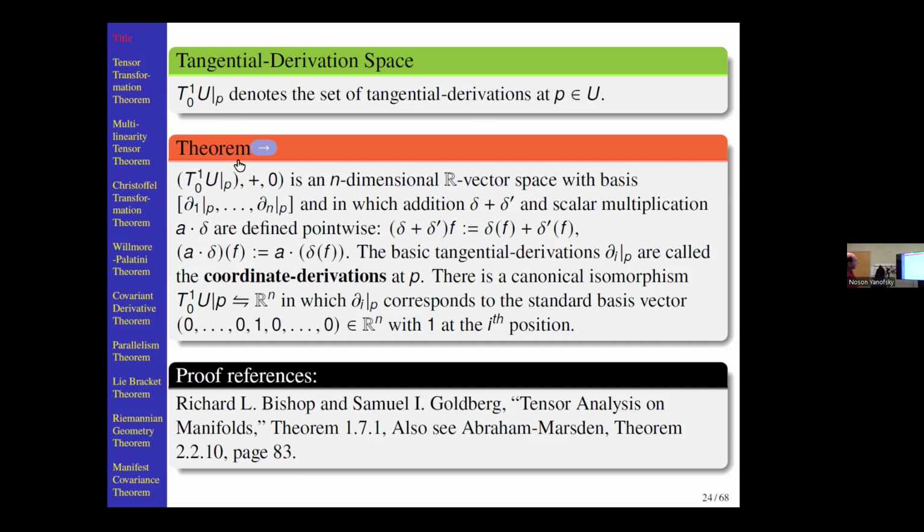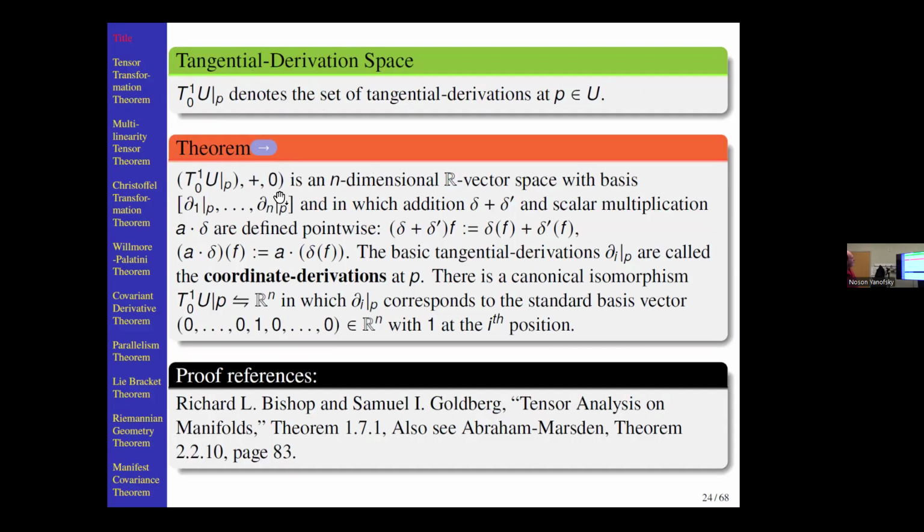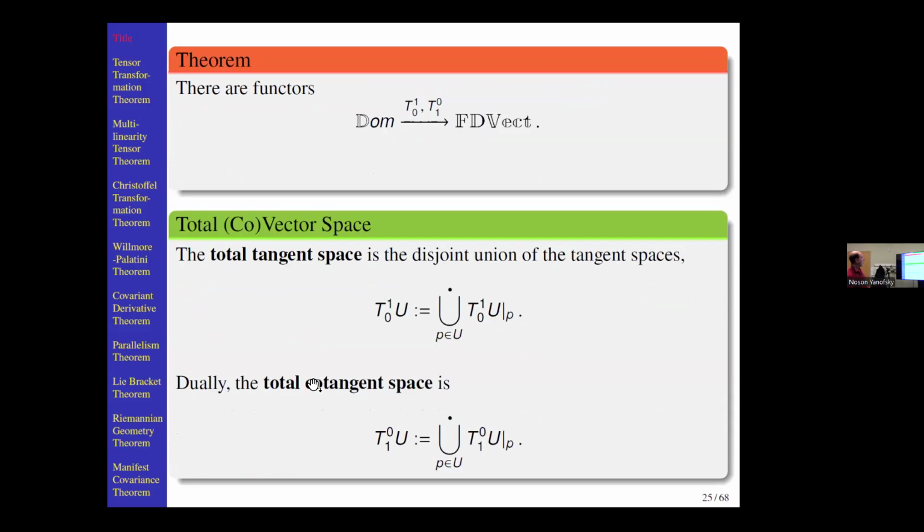Why did I put a link here? I just wanted to point out that the concept of linear and Leibnizian occurs over and over again in this subject. It's not just to define the tangent space. It comes up elsewhere. Okay, I'm not spelling out any kind of proofs here.